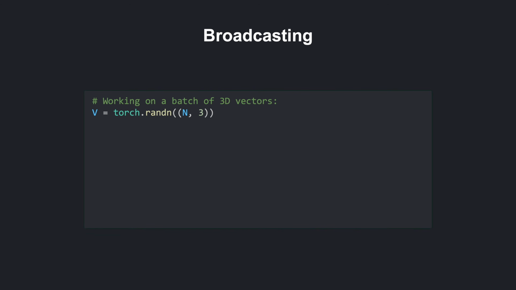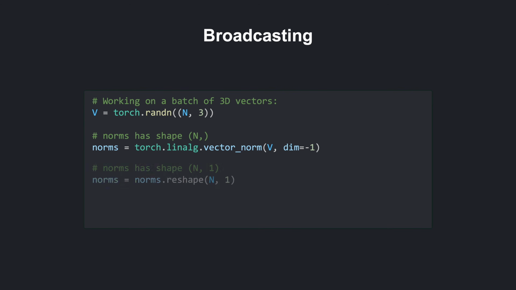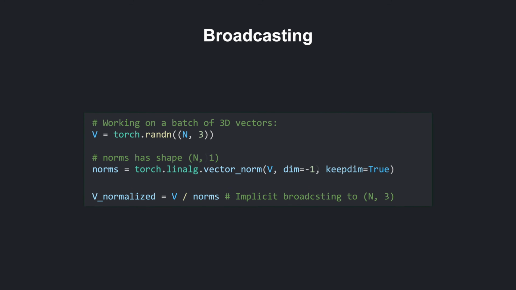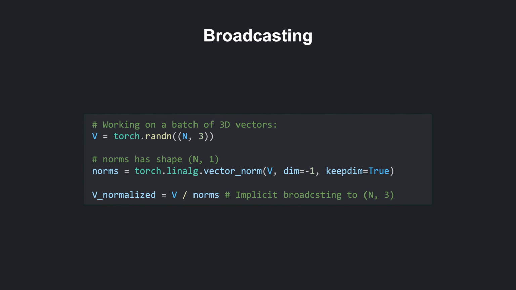Let's look at another example. Say we have a batch V of vectors, a tensor of shape n, 3, and we wanted to normalize them. We can compute the norms for each vector by using norms equal to torch.linalg.vector_norm with dim equal to -1. The result is of shape n. We can unsqueeze it with norms.reshape to shape n, 1. Now it is broadcastable and we compute V normalized as V divided by norms. However, we could have saved the intermediate step by using keepdim. This way, the calculated norms directly have shape n, 1 and are broadcastable against V.